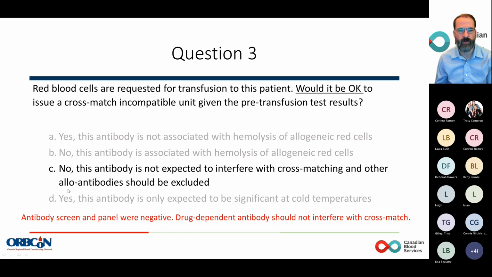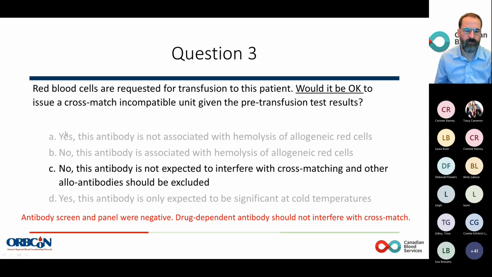So we should really be raising our eyebrows and asking, what's going on with this cross-matching compatibility? Is there something being missed on the panel and on the screen, a low-frequency antigen this person's developed an antibody against? We should not be issuing this incompatible unit, which is in contrast to what we would do with a regular autoimmune hemolytic anemia.